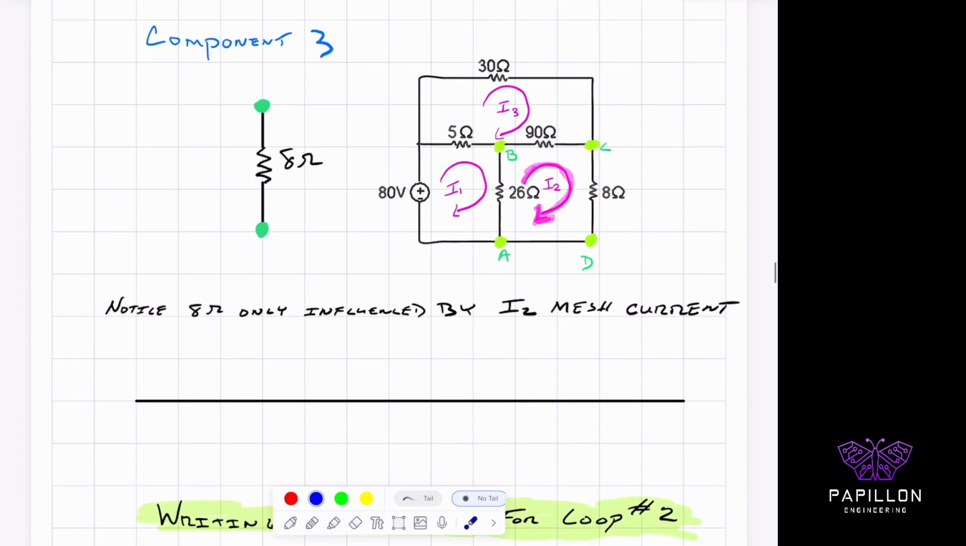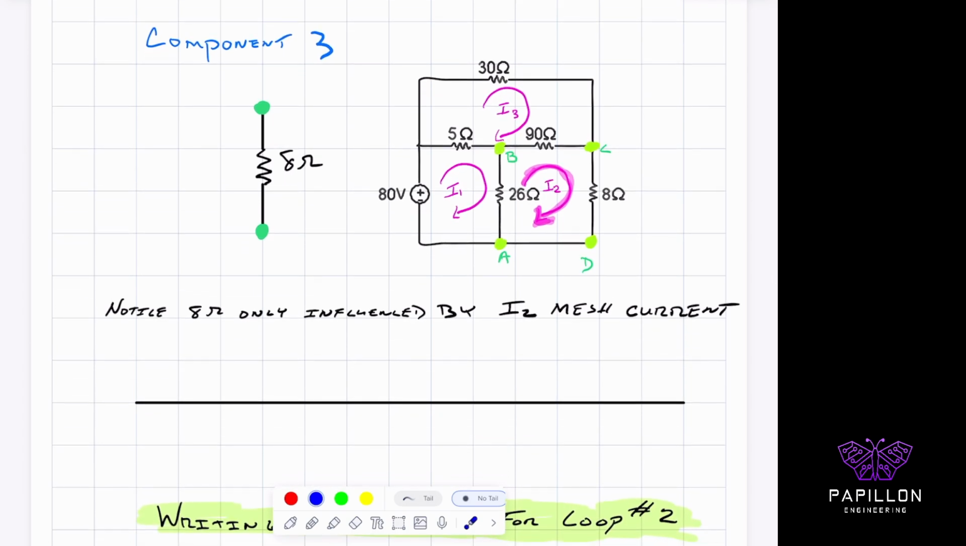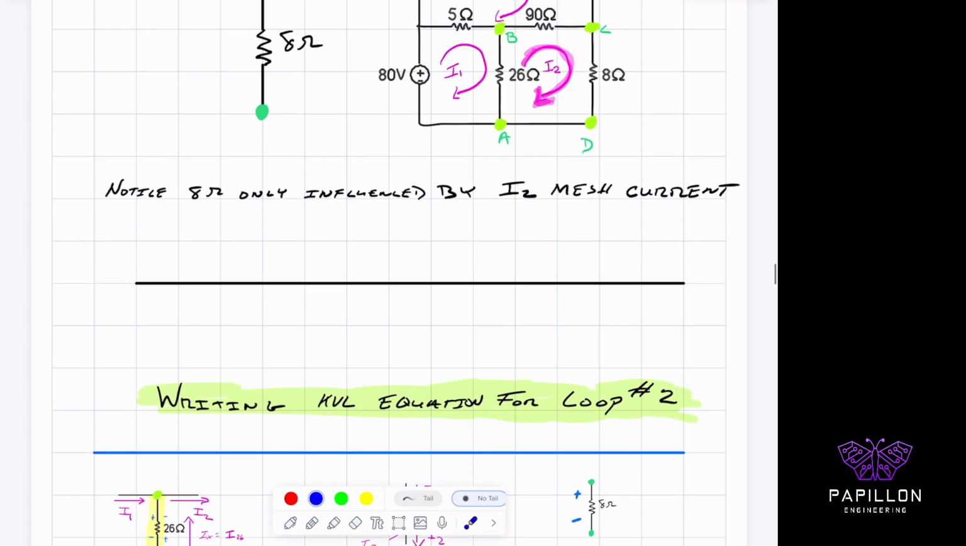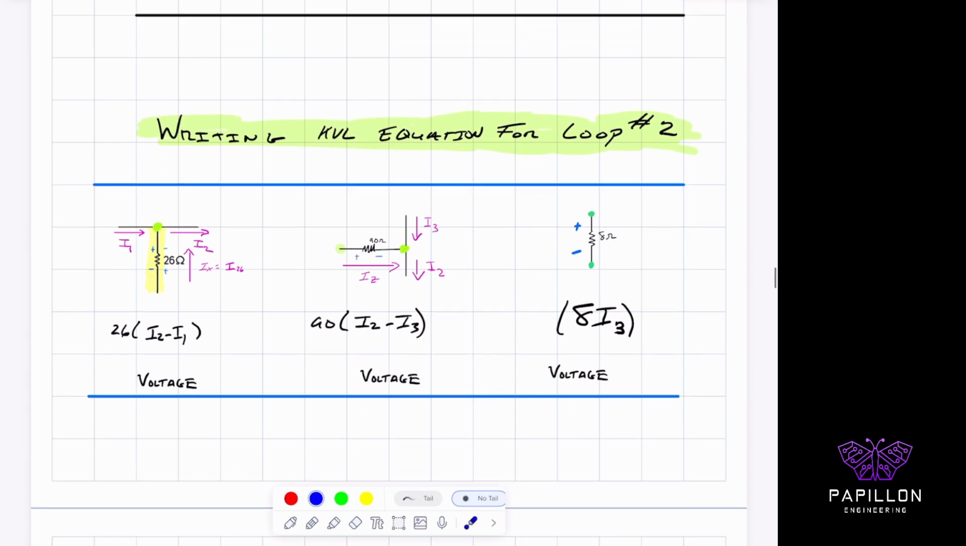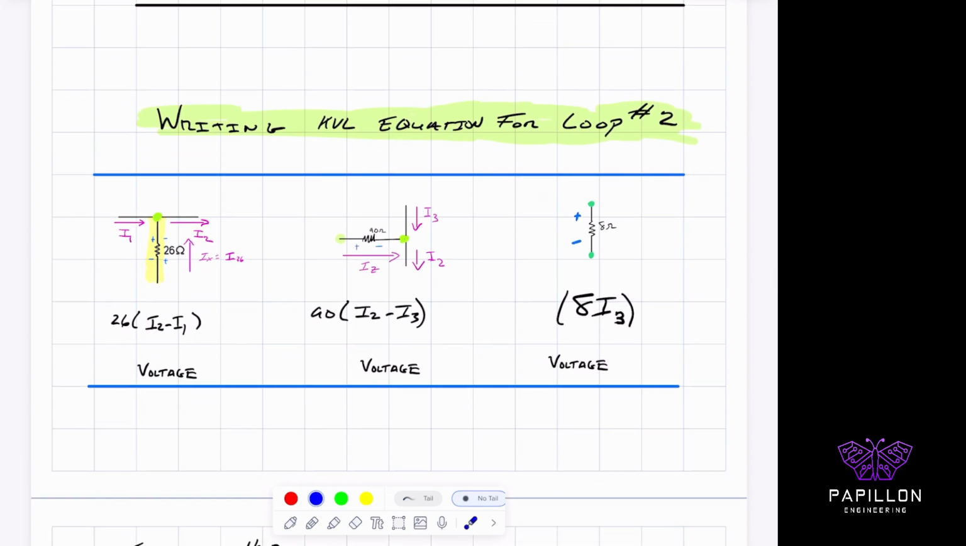When you look at component 3 of this loop, notice that the 8 ohm resistor is only influenced by I2 and I2 only. Because of that, we'll have these 3 components for the second loop. We can solve for the voltage across the 26 ohm resistor. It's going to be 26 times I2 minus I1, so a resistor times a current gives me back a voltage. And this one's going to be 90 times I2 minus I3.